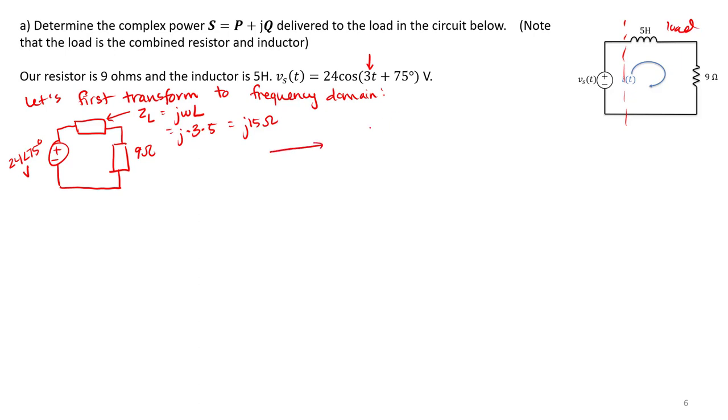So therefore we can simplify this circuit one more time. In this case, we can combine our resistor and inductor together, and we get a 9 plus j15 ohm impedance next to our 24 angle 75 degree source. We can also write 9 plus 15j, we can write that complex number in polar form as 17.5 angle 59 degrees.